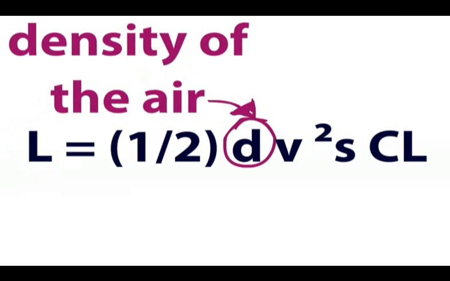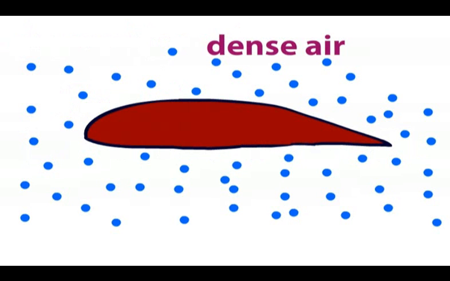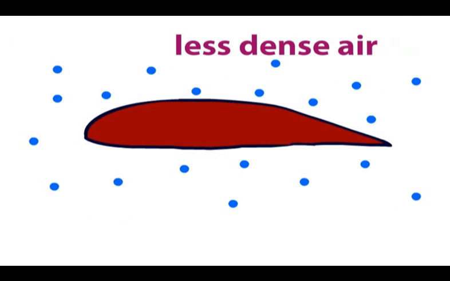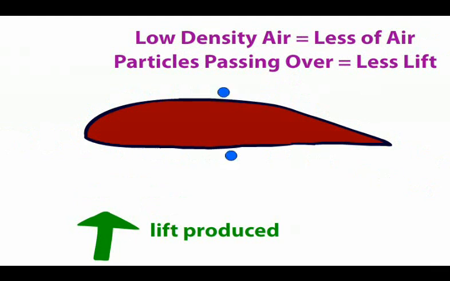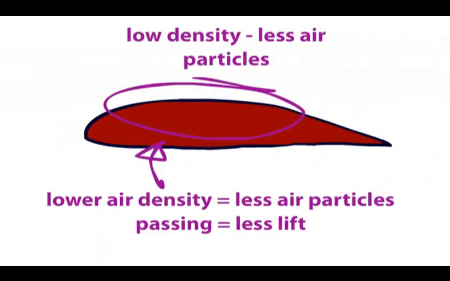This, D, stands for the density of the air. Here is a picture of high-density air, and here is lower-density air around an airfoil. As a wing passes through high-density air, more air particles will pass over it. If there is more air passing over the wing, then more lift will be created. Wings passing through lower-density air will have less air particles passing over them, so there will be less lift created. We are still traveling at the same speed, but because there are less air particles around the wing, they pass over the airfoil less frequently.